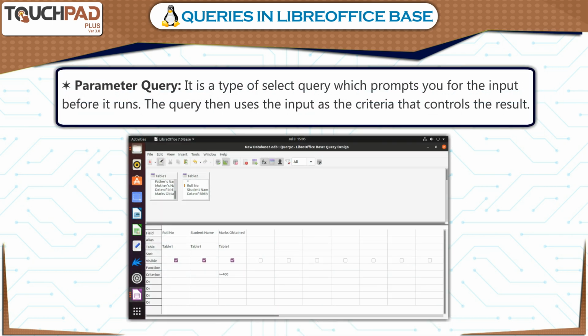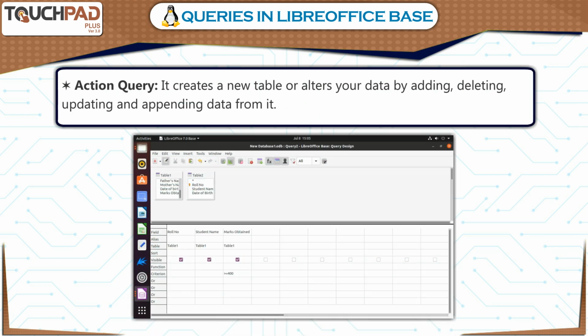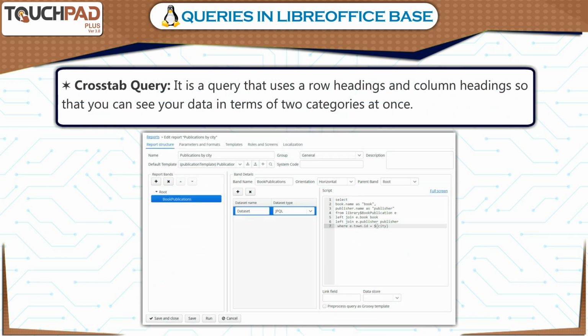Parameter query. It is a type of select query which prompts you for the input before it runs. The query then uses the input as the criteria that controls the result. Action query. It creates a new table or alters your data by adding, deleting, updating, and appending data from it. Cross-tab query. It is a query that uses row headings and column headings so that you can see your data in terms of two categories at once.